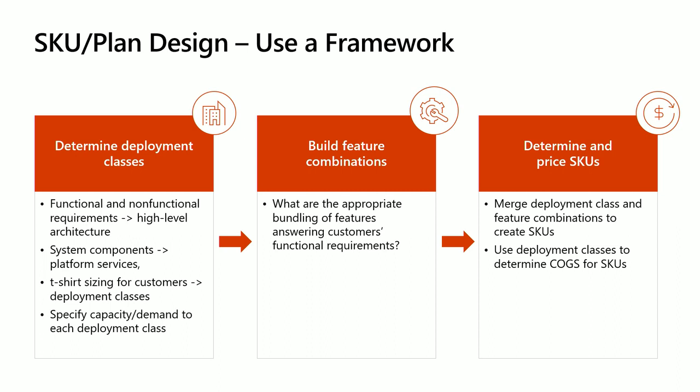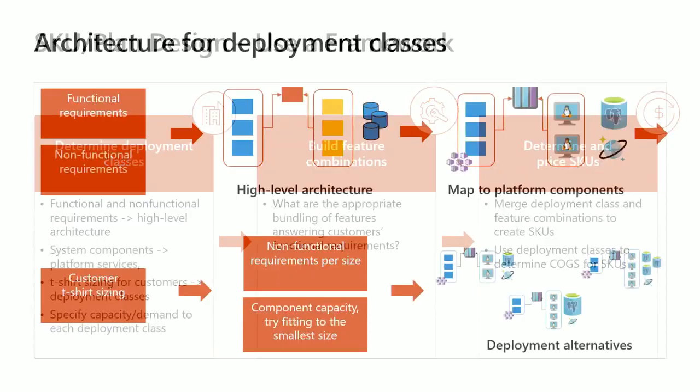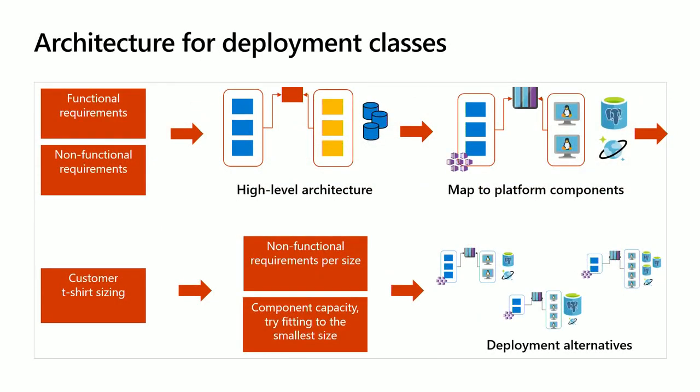Then, starting with that, go and start thinking about building the feature combinations with the end goal of determining pricing and SKUs. Now let's double-click on those and get to the first step. What do I mean by architecture for deployment classes?